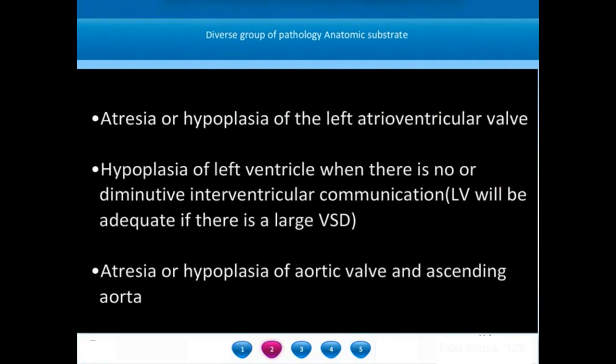Hypoplastic left heart syndrome represents a very diverse group of pathology. The basic anatomic substrate will be atresia or hypoplasia of the left atrioventricular valve or the mitral valve, and hypoplasia of the left ventricle. This is the situation when there is no intraventricular communication or a very diminutive VSD. If there is a large ventricular septal defect, LV will be adequately developed. Another component is the atresia or hypoplasia of aortic valve and ascending aorta.